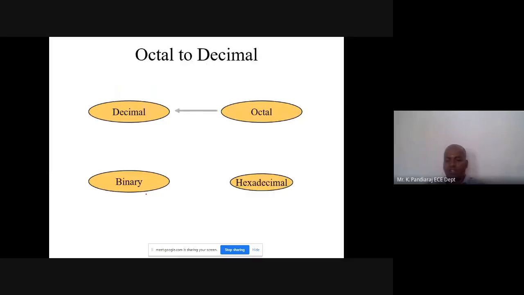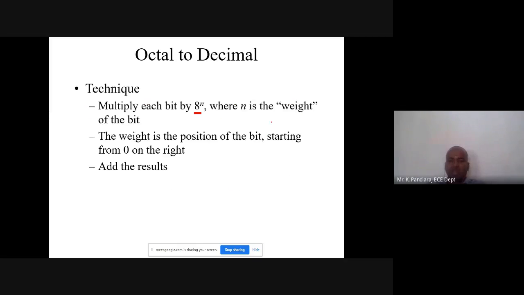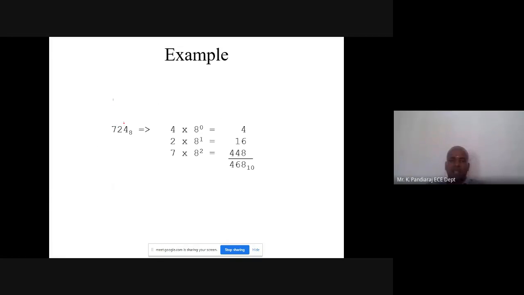Okay. Next, octal to decimal. The octal base is 8, so here we are going to multiply by 8 power n. 724 is the example octal number. So 4 into 8 power 0, second 2 into 8 power 1, 7 into 8 power 2. Why is 8 power 0, 8 power 1, 8 power 2 used here? Because the given number is an octal number, so the base is 8.